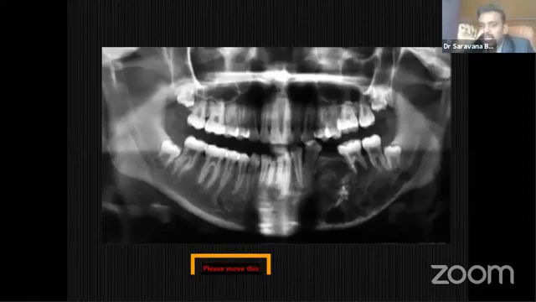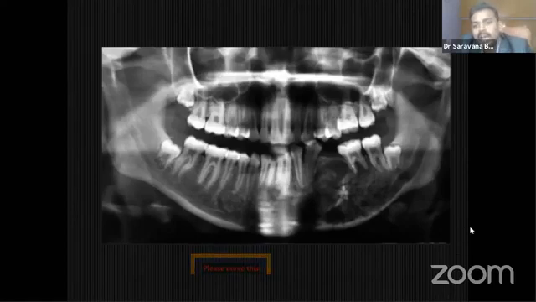So this is the next case. I used to put this picture everywhere. If you identify the OPG properly, we can diagnose some dangerous diseases also. It is a case of AV malformation, arteriovenous malformation, of the left mandibular body region. Can you notice some osteolytic lesion here? We have to notice the osteolytic lesion here.